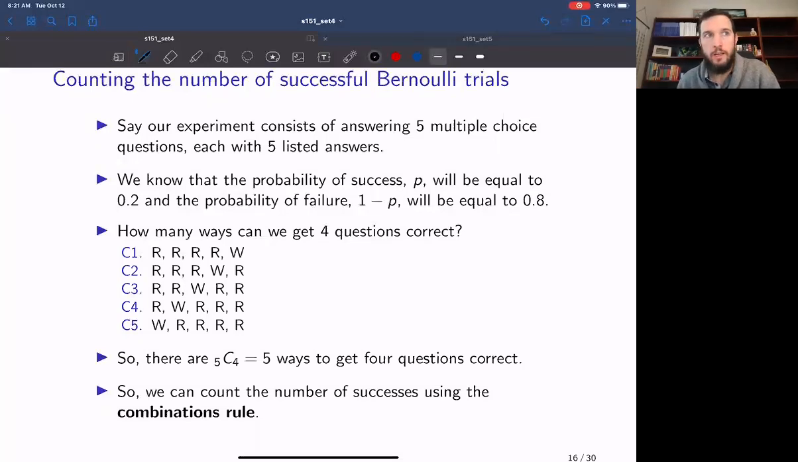Another situation is we could get the first two right, the third one wrong, and the last two right. The fourth outcome would be the first one right, the second wrong, and the next three right. And then the last outcome would be the first answer wrong and the last four right. So it turns out that there's 5 different ways that we can get 4 questions correct out of the 5 questions that we are answering. And that is, to Michael's question, a combination.